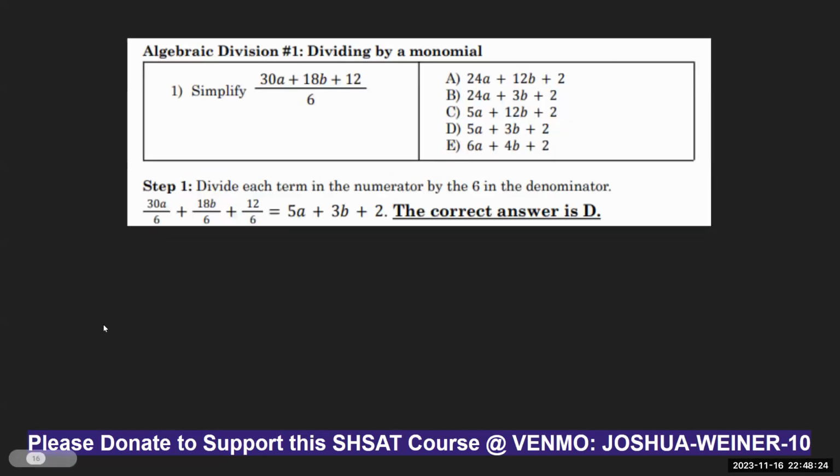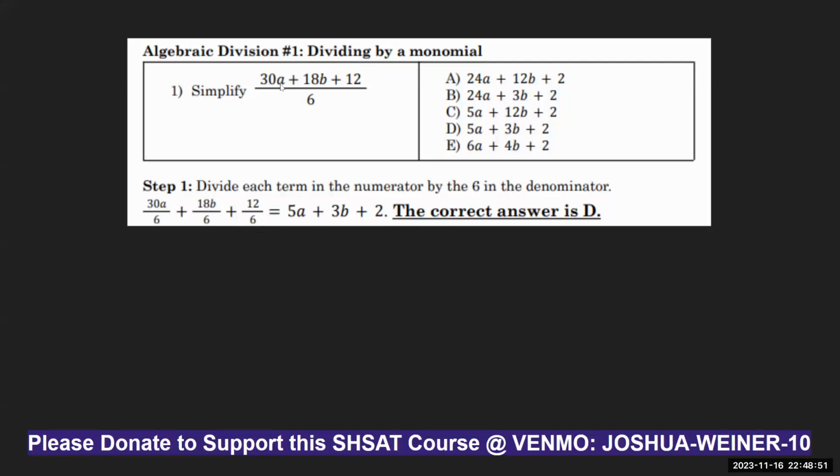Next one, dividing by a monomial. Here we're going to simplify 30a plus 18b plus 12 and divide it by 6. What we do is we take each of the terms above and we divide them by 6 separately. 30a divided by 6 is 5a. 18b divided by 6 is 3b. 12 divided by 6, so just numbers, is 2.